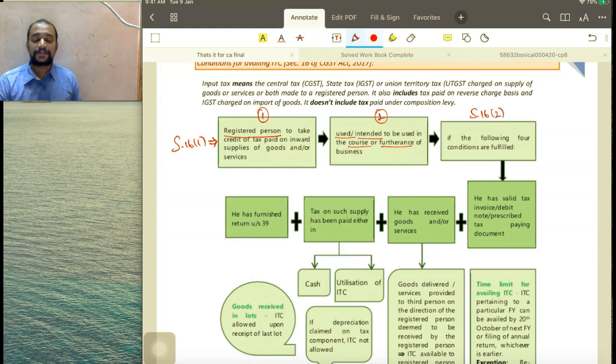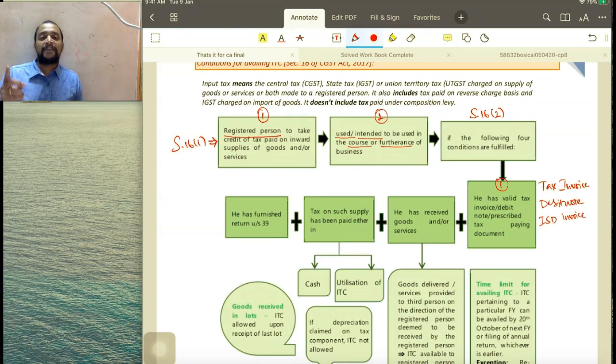4 additional conditions. What are those 4 additional conditions? Number 1, you should be in possession of a valid tax paid document. What is a tax paid document? Tax invoice or debit note, or ISD invoice, input service distributor invoice.